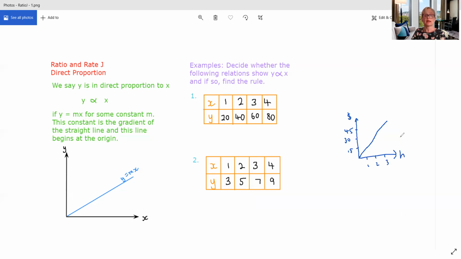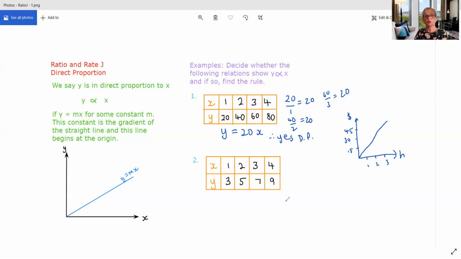The other way is to work out each y value divided by each x value and see if they're a constant. Well, here, our first xy pair, 20 on 1 is 20. Our second xy pair, 40 on 2 is also 20. 60 on 3 is also 20, etc. Y in each case is 20 times our x value. So yes, they are in direct proportion because we can write y as some constant times x.